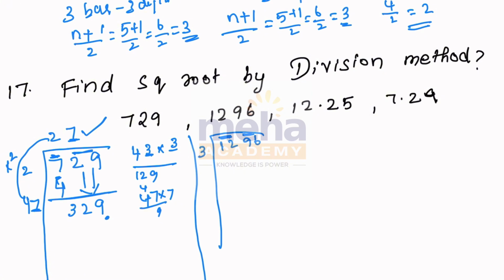So I use 3 because 4 square is 16. 9 balance 3. I bring these two down, 96. I have to bring it as a pair. Then always multiply the quotient into 2. So that is 6. So whatever digit I place near 6, that same should be placed in the quotient.